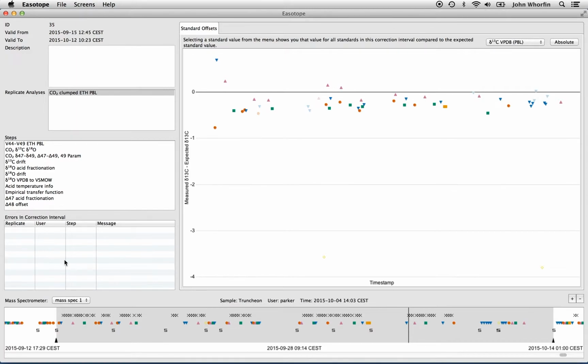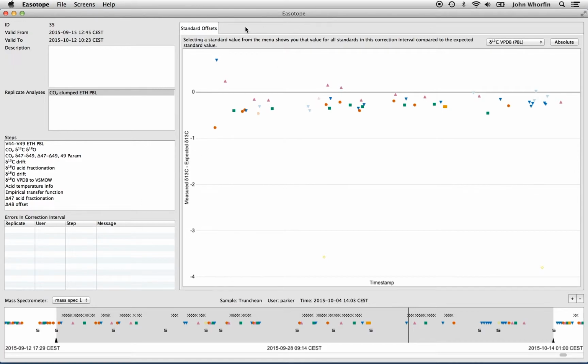And then below that is errors that may exist in the correction interval. So even though I've selected this sample here, this standard here might have an error in the database. There might be something not selected or something there that is necessary to calculate that. In that case, an error message will appear here. So this is an overview of all the errors that may be affecting your corrections in this particular correction interval. Right now we have no error messages reported. That's hopefully the usual case, and we can just continue from there.